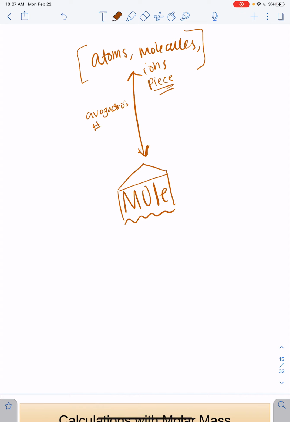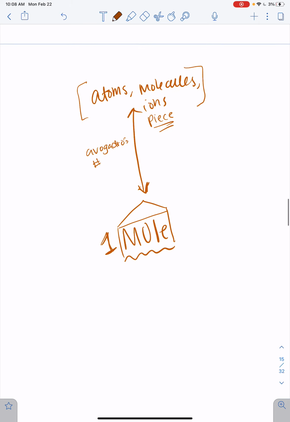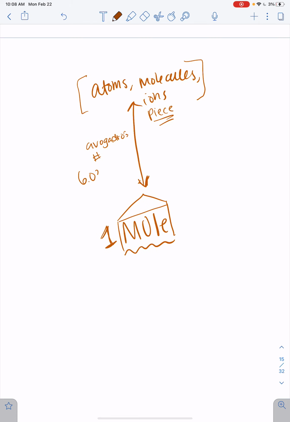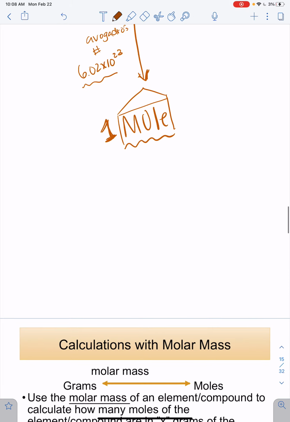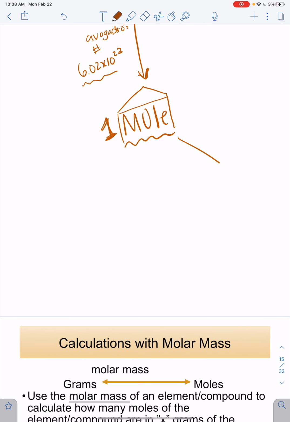Okay, and it's important to realize that the number 1 will always go with mole. The number that goes on each of these transitions goes with whatever this other unit is. So Avogadro's number is 6.02 times 10 to the 23rd. This number will go with atoms, molecules, or ions, and then 1 will go with mole. Okay, so we are going to learn today another unit of this little conversion triangle I'm building.